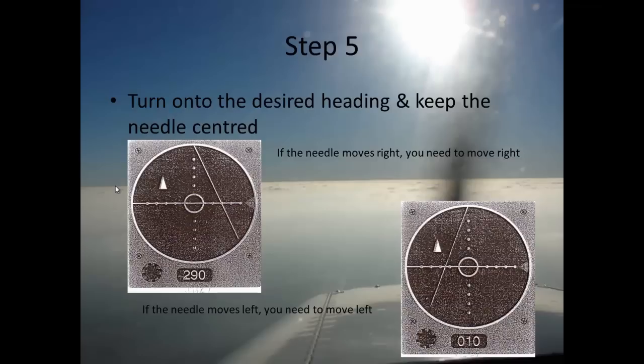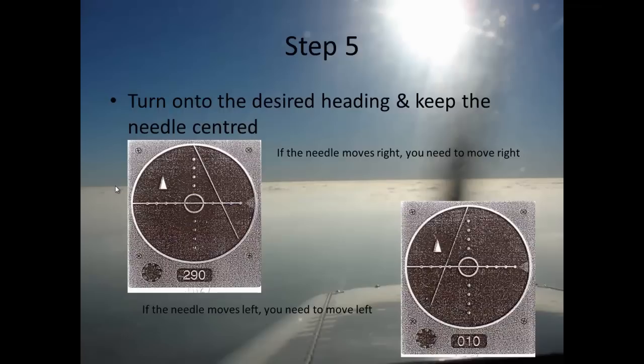Chances are, if you have any wind, the needle will start to move at some point. And as you can see in the first diagram, I've made a note saying if the needle swings to the right, you move to the right. If the needle moves left, you move to the left. And what you end up doing is effectively playing cat and mouse.